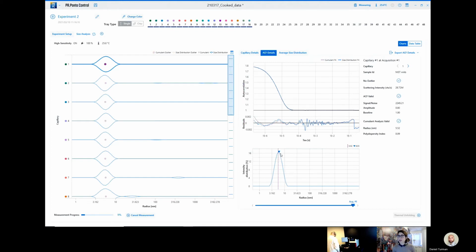Go ahead, Leah. And that ACF is the autocorrelation function that I had mentioned earlier in the presentation. Yep. And the cumulative analysis fit that's being performed here is assuming an average hydrodynamic radius and average diffusion coefficient.